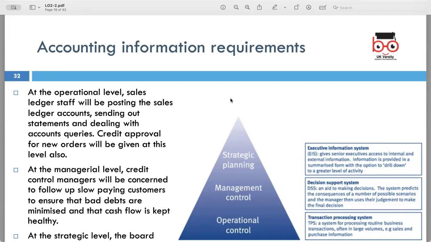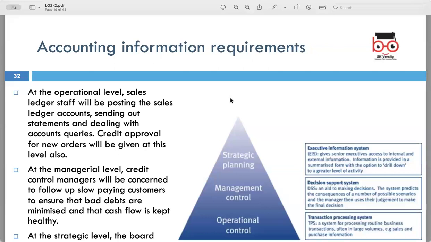As far as the operational level is concerned, in addition to posting the accounts in the sales ledger, the ledger personnel will also be responsible for sending out statements and responding to inquiries regarding accounts. This level will also be responsible for granting credit approval for new orders. At the managerial level, credit is a crucial factor.